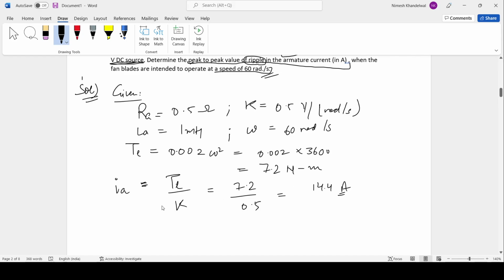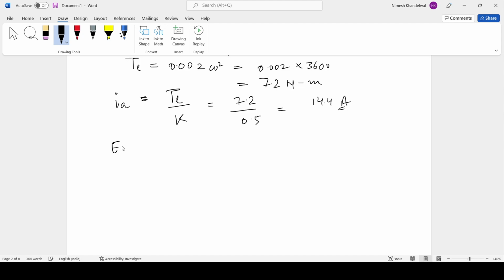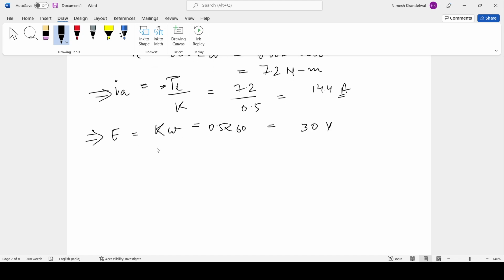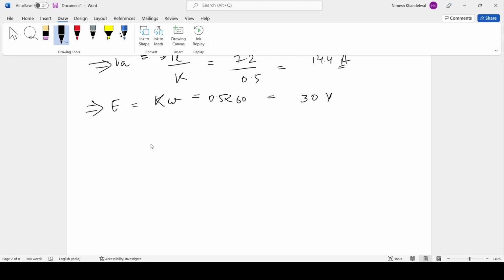Okay, and also we will calculate the induced back EMF, and that is given by K omega. So 0.5 times 60, and that is your 30 volts. I'm assuming that you guys are already comfortable with all these terms, armature current and the back EMF and the load torque on the motor. If not, then you should go and watch previous week's lectures.